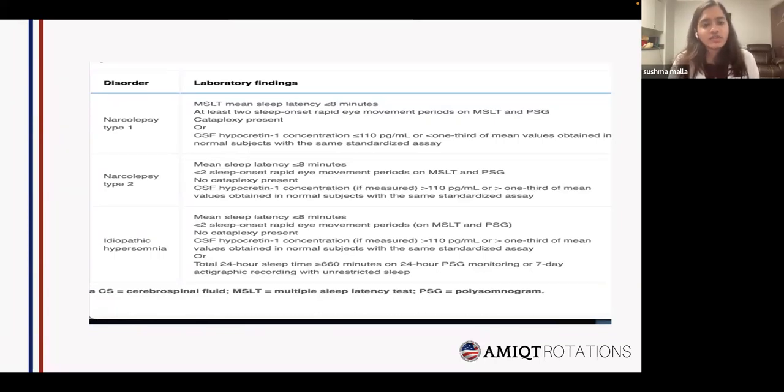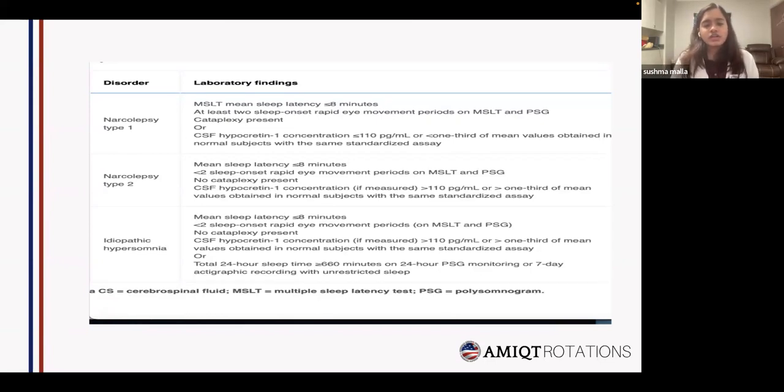If not these, you can also check the CSF hypocretin 1, and it would be less than 110 picogram per ml, or less than 1/3 of mean values obtained in normal subjects with the same standardized assay. But CSF hypocretin 1 concentration is almost normal, or only slightly decreased, in narcolepsy type 2 and idiopathic hypersomnia. Mean sleep latency is less than 8 minutes in the other cases as well, but SOREMPs don't need to be more than 2. They are usually fewer than 2 in narcolepsy type 2 and idiopathic hypersomnia.